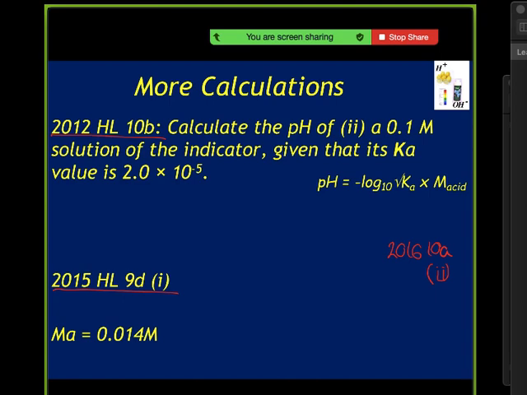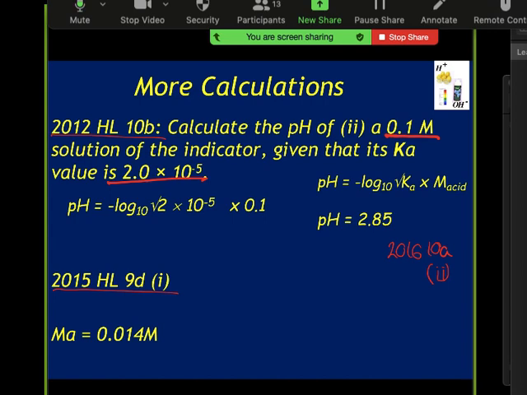Alright, start putting up the 2012. So it is very straightforward. You have concentration, you have a Ka value, so you are literally just plugging it into the formula, and when you do that you get 2.85.